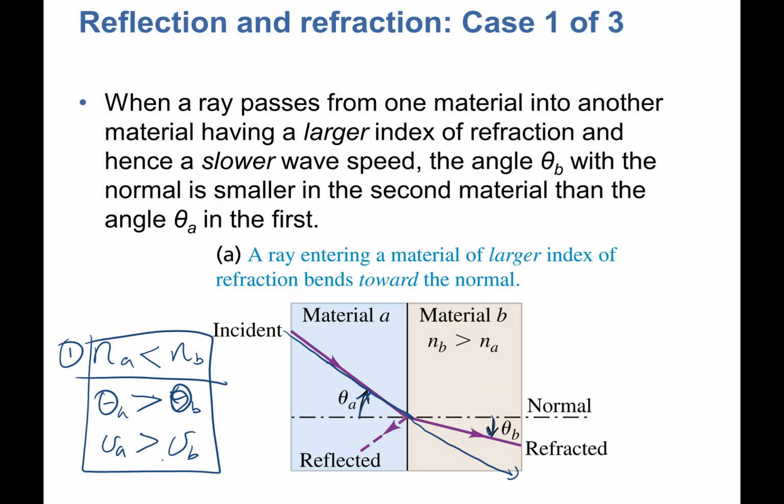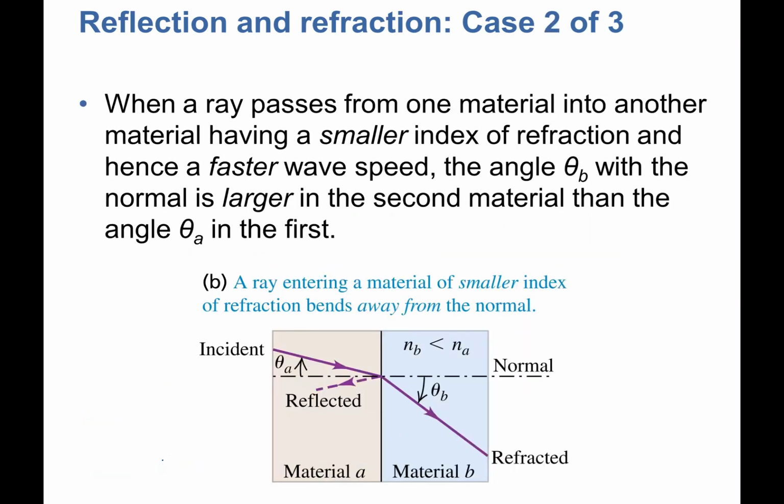All right, so what happens when it's the other way around? Let's say case two, where NB is less than NA. That means medium A is now more dense. Say, for example, the light goes from glass to air or from glass to water.